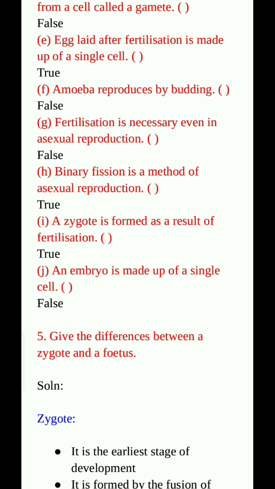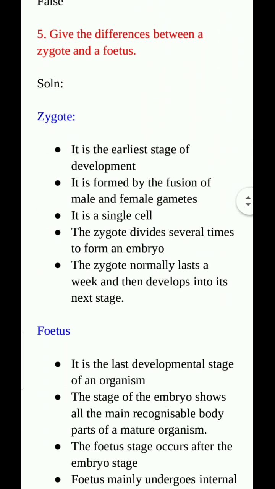Question number 5. Give the differences between a zygote and a fetus. Zygote: it is the earliest stage of development. It is formed by the fusion of a male and female gamete. It is a single cell. The zygote divides several times to form an embryo. The zygote normally lasts a week and develops into the next stage.